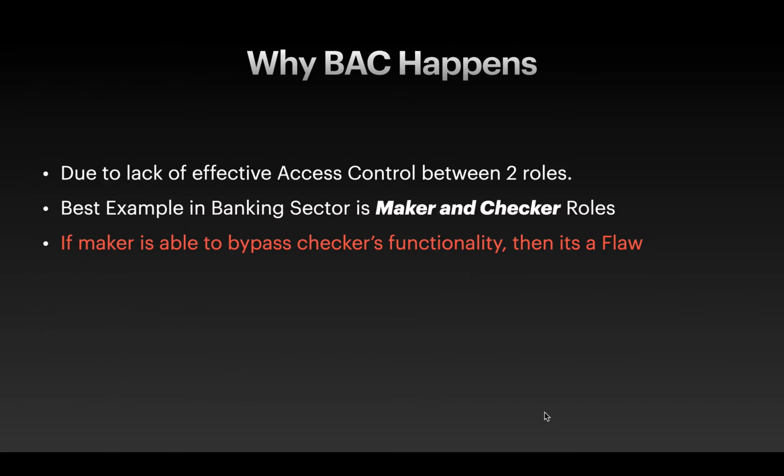So why does broken access control happen? Due to the lack of effective access control between two roles. The best example in the banking sector is maker and checker roles, as we already discussed what is a maker and what is a checker. If a maker is able to bypass the checker's functionality, then it's a flaw. If any person is able to do an unauthorized job or a task which he is not allowed to do because of the user role restriction, if he is able to perform that, then it is a BAC issue.